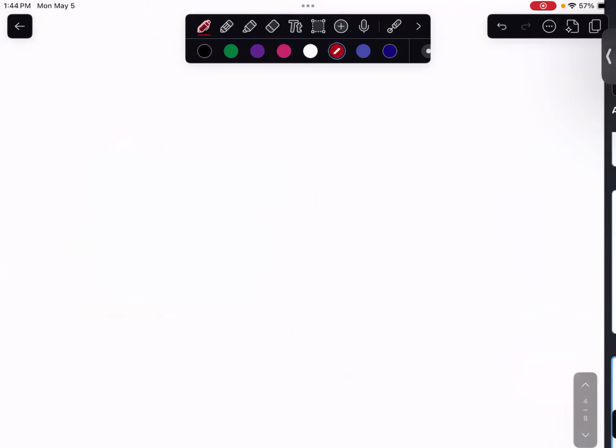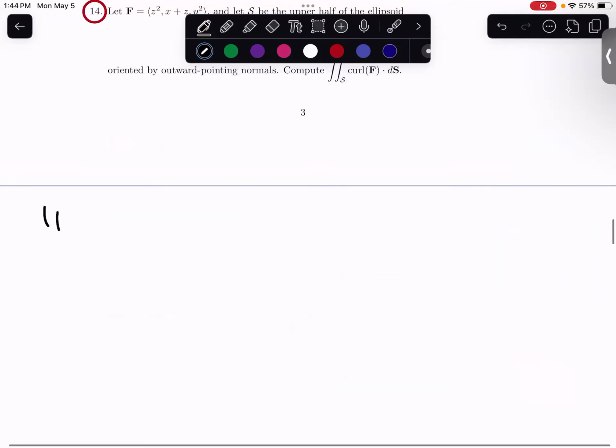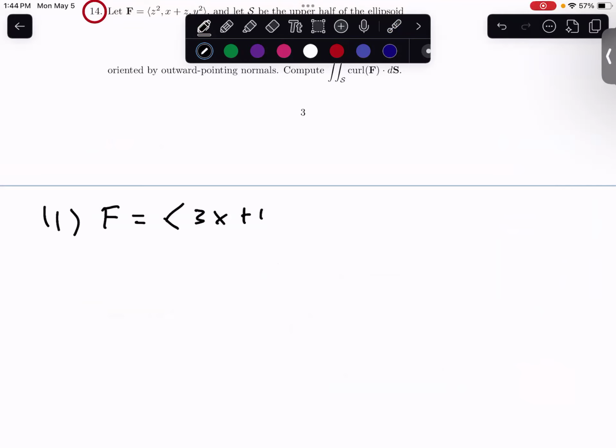So I'm just gonna record the important information before I start writing it down. That way I don't have to scroll up and down over and over again. Okay, so this is the vector field that's given to us, F. This is going to be 3x plus 5y minus cosine y. And then the second component is x sine y.